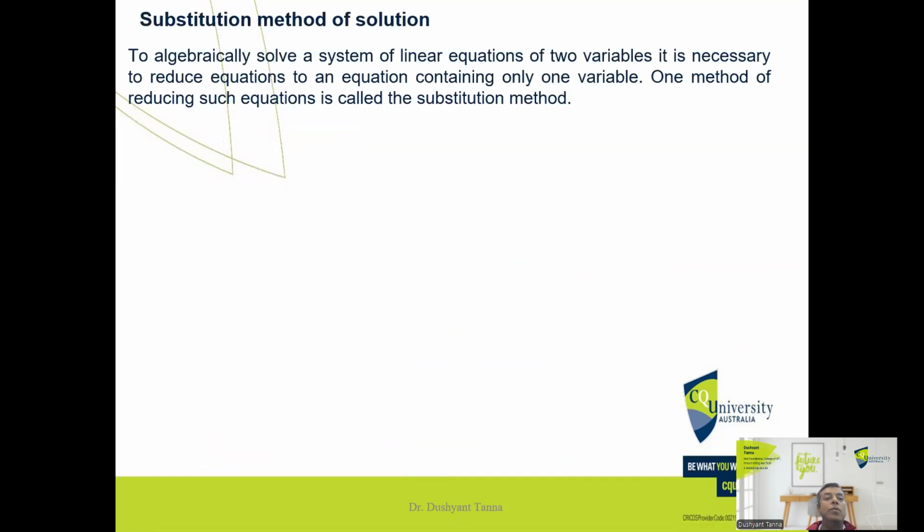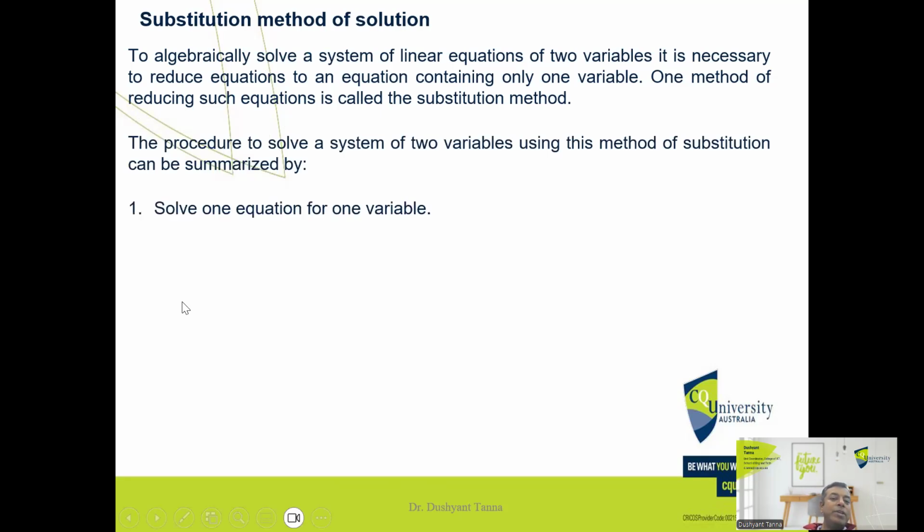Substitution method. In order to solve a system of linear equations in two variables, from one of the equations we make x or y the subject. So x is equal to something or y is equal to something. Pick that up and substitute it in the other equation, not the same one, the other equation. That's called the substitution method.